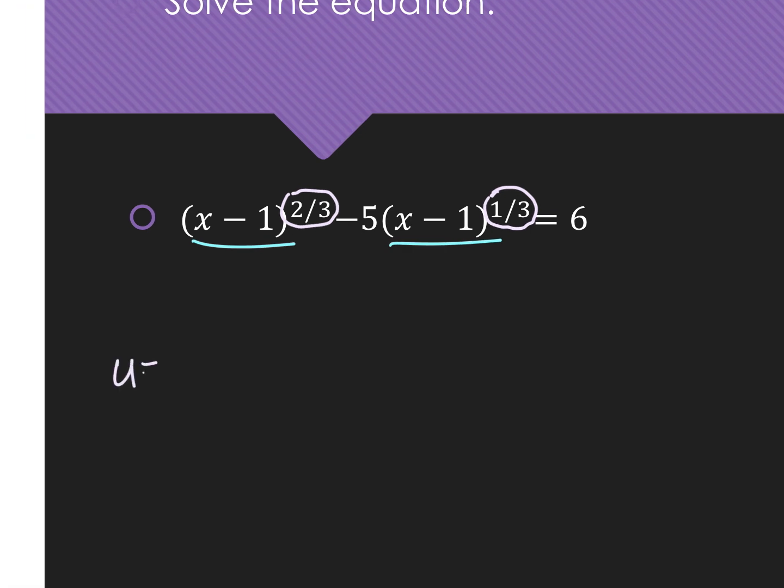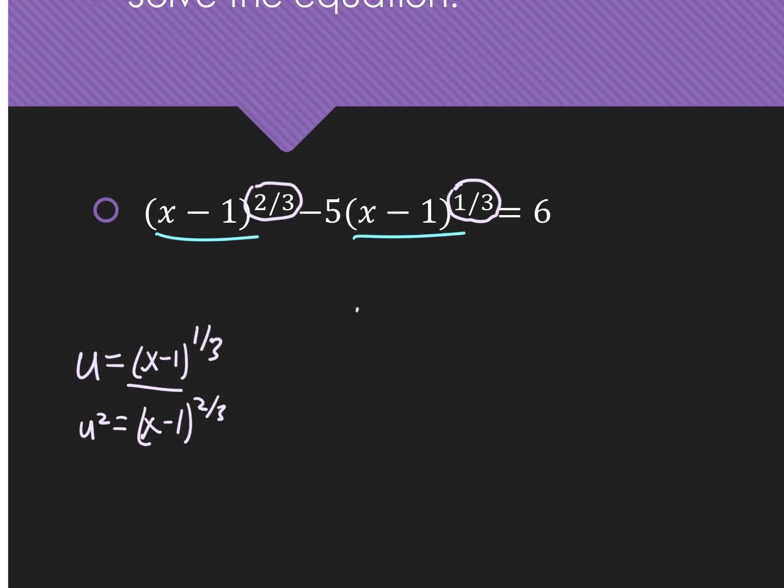So I'm going to say u equals (x minus 1) to the 1/3. When I square both sides, I end up with u squared equals (x minus 1) to the 2/3. That's why I would use this as the substitution. So then we would end up with u squared minus 5u equals 6. Then I can subtract 6 on both sides, and I get u squared minus 5u minus 6 equals 0.